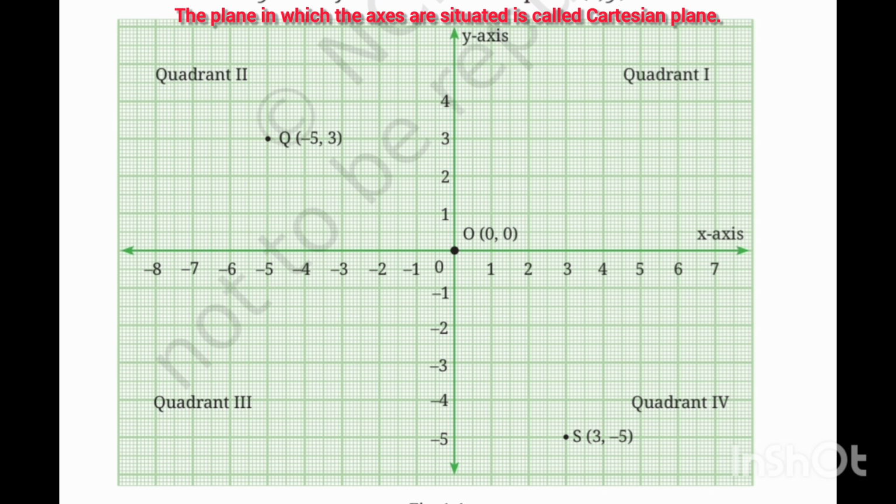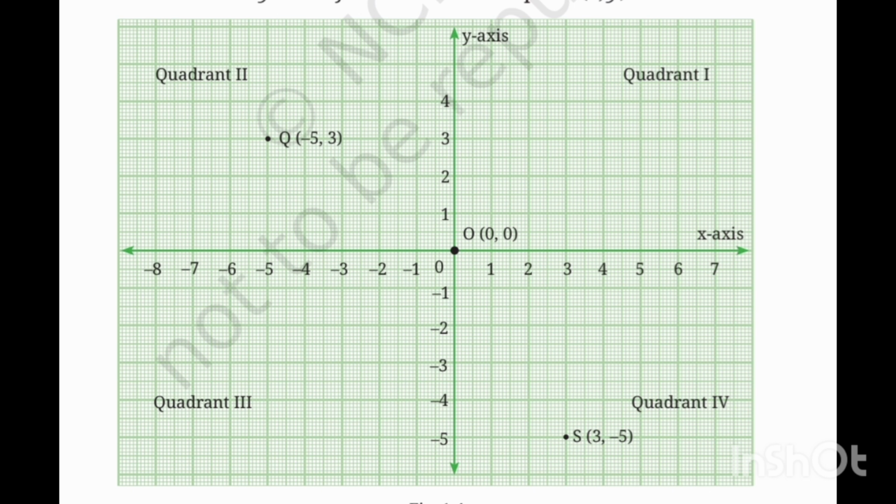So here I am showing you the graph. In this graph, we have shown two coordinate axes, that is the y-axis and the x-axis. You have already studied the number line system. In the number line system, before 0 are the negative numbers and after 0 are the positive numbers. Same thing we are going to learn on the x-axis and y-axis.